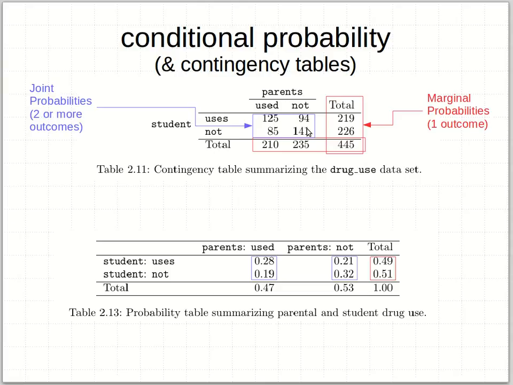So those higher numbers in the corners can be represented, again, this way, but the calculations might vary depending on how you're expressing these. So these numbers in here are the percentages of the total. 125 out of 445 is 0.28, 28%. Okay? You want to express that differently if you wanted to know what are the probabilities that students use if parents also use, things like that. So let's talk about that a little bit closer.